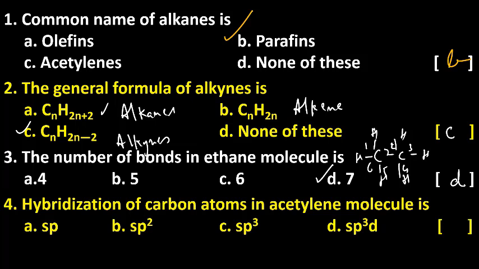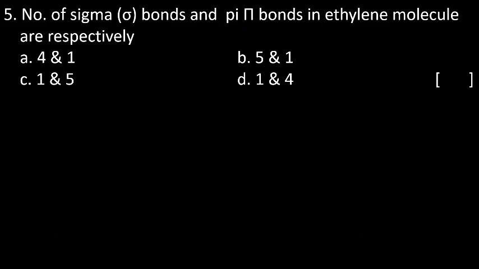Now the next question is, the hybridization of carbon atoms in acetylene is: A, sp hybridization, B, sp2 hybridization, C, sp hybridization, and D, sp3 hybridization. So the correct option is A. This hybridization is present in acetylene.